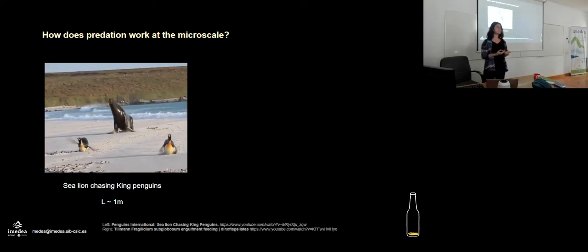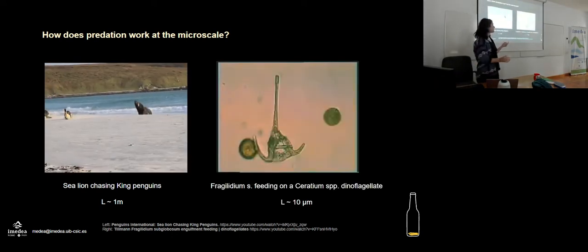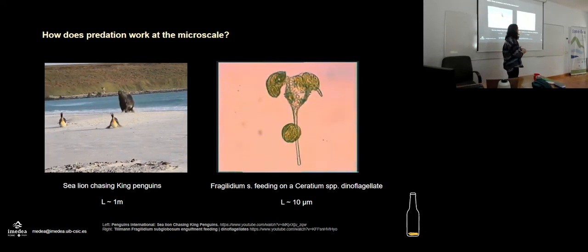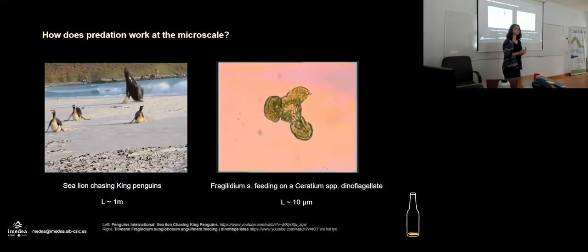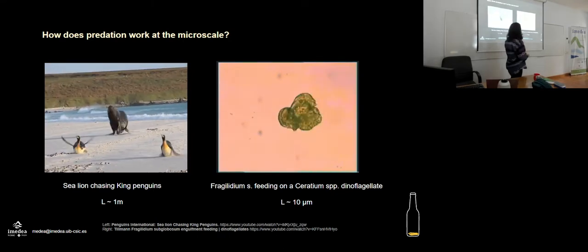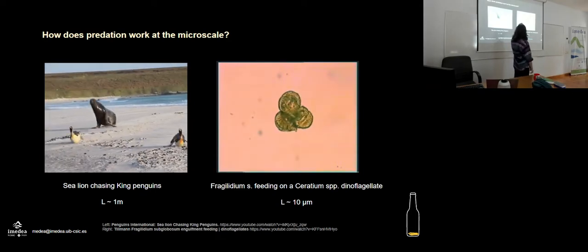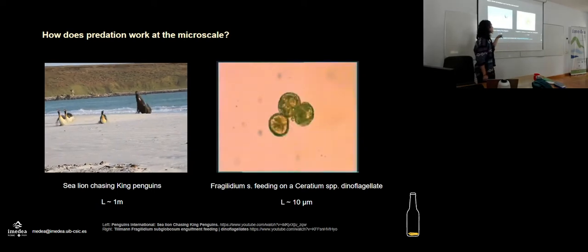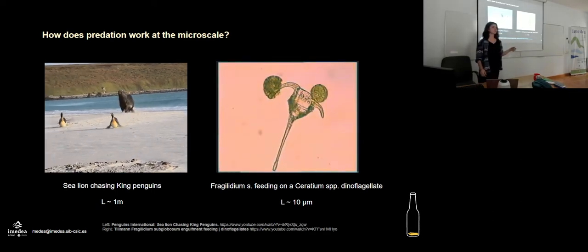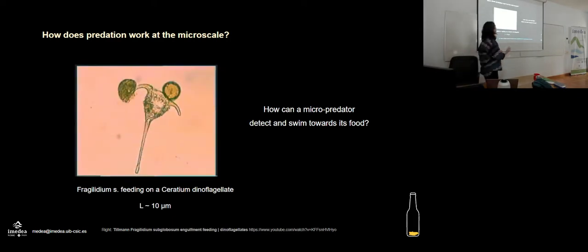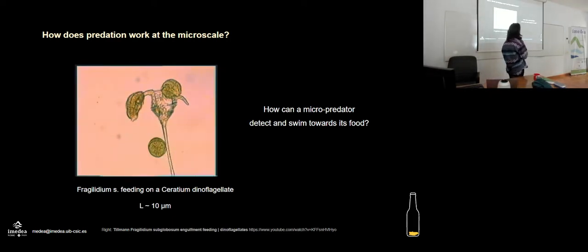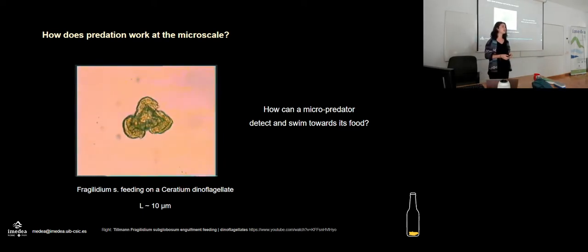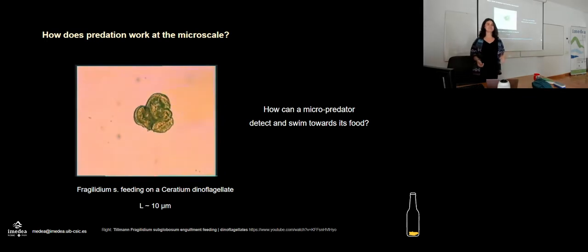We talk in general about unicellular organisms, which are very simple, but still have to interpret reality. Meaning they have to know where they are in the water column, where they go, and where to find food or a reproductive partner. So what you see here is 3 dinoflagellates feeding on another poor dinoflagellate species. And we are talking about organisms in the order of 10 microns. So the question here is, how can a micropredator detect and swim towards its food? We have to think that they don't have eyes and senses as complex organisms do.